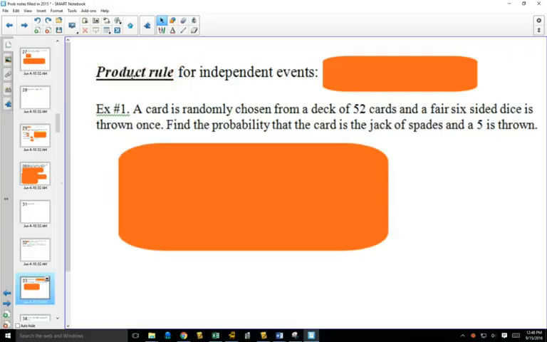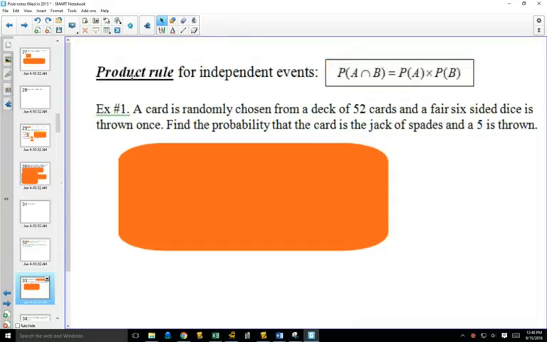So we had the addition rule when we were figuring out the probability of A or B, and the addition rule was looking at a single event, a single thing happening. The product rule is looking at 2 events, or sometimes even more, happening in succession. So the probability of A and B is just equal to the probability of A times the probability of B.